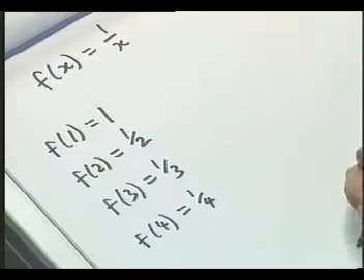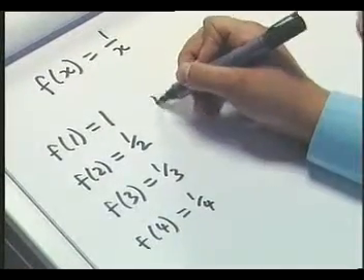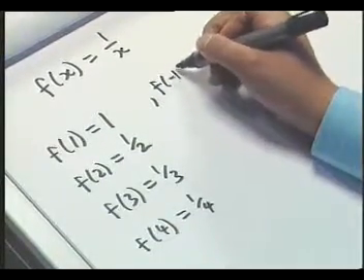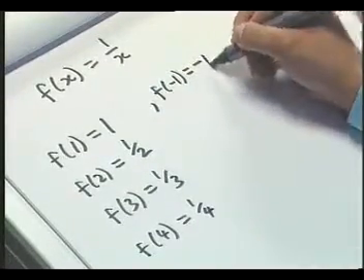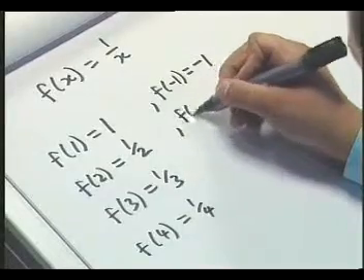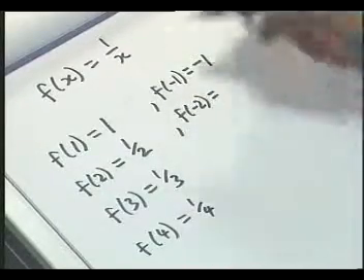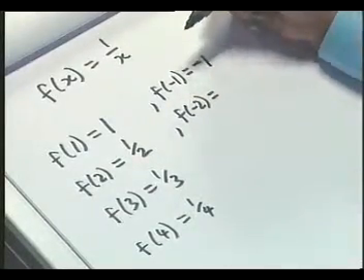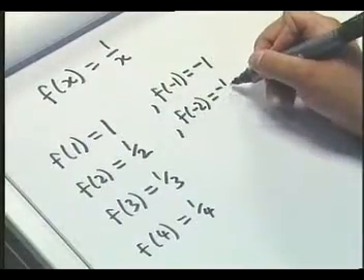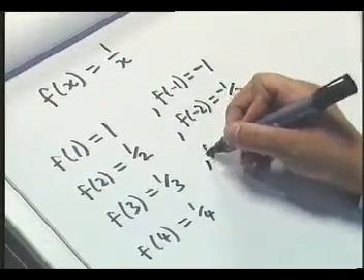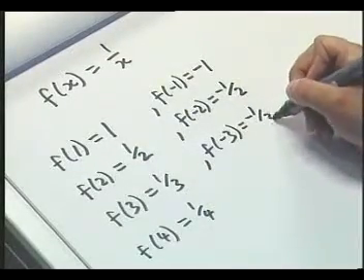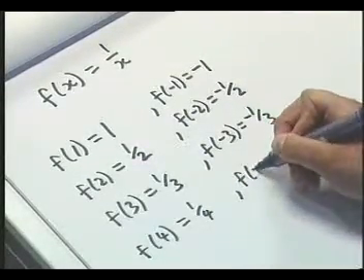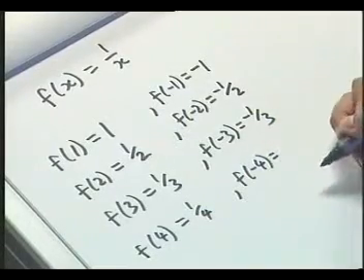And as before, we can also look at some negative arguments. So if I look at f of minus 1, you get 1 divided by minus 1, which is just minus 1. F of minus 2 is 1 divided by minus 2, which just gives us minus 1/2. F of minus 3, same thing, will give us minus 1/3. And f of minus 4 will give us minus 1/4.